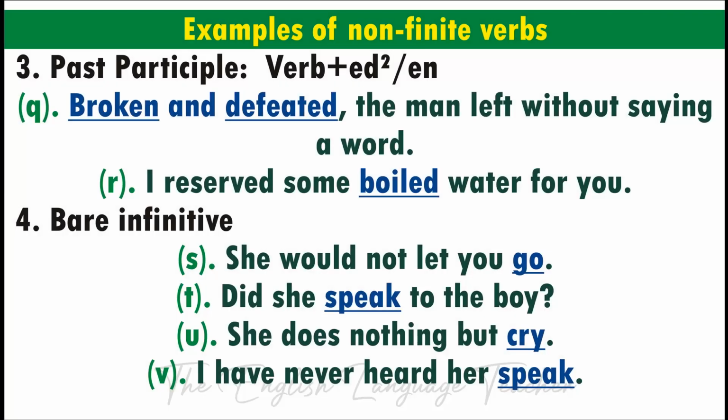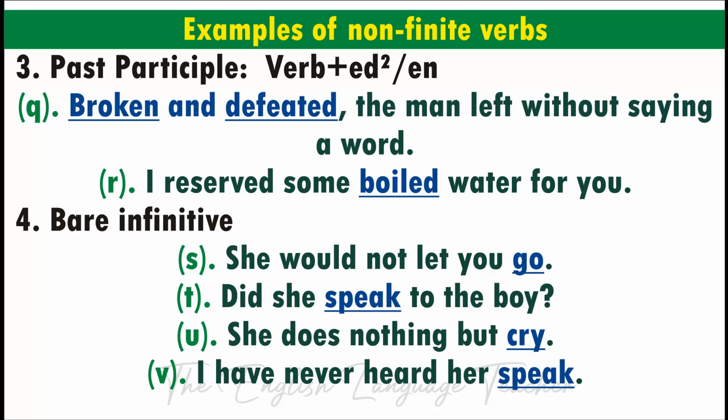The third type of non-finite verb is past participle, verb plus ed, or en. Example Q. Broken and defeated, the man left without saying a word. Broken, defeated in this sentence are non-finite verbs. And here the function they perform is adverbial.